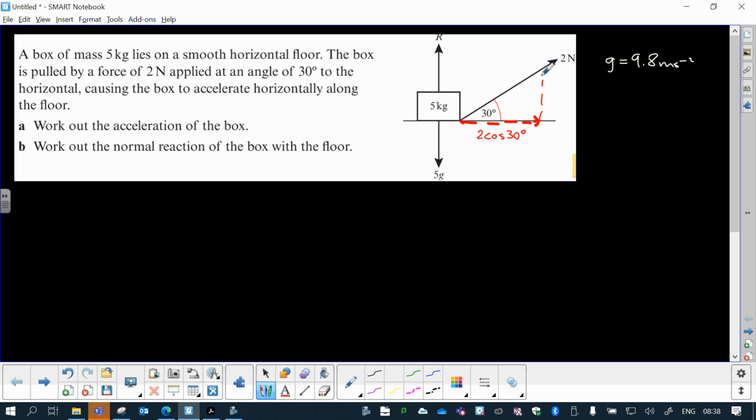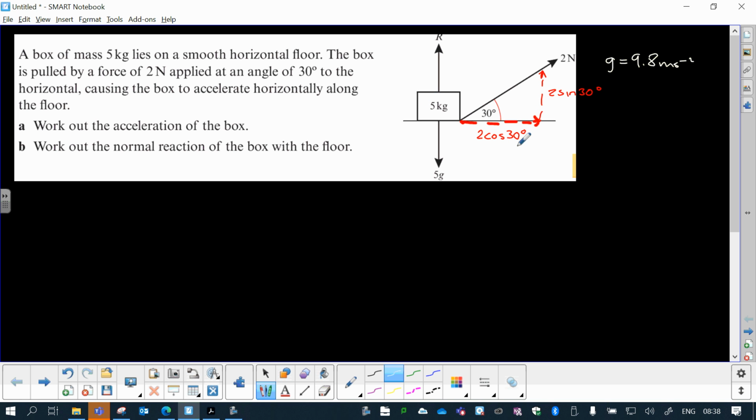What's the vertical component using the same logic? Someone else? To sine 30. Okay, perfect. And again, using SOHCAHTOA, all right? This whole vertical component, sorry, is opposite the angle, so it's the hypotenuse multiplied by sine of the angle, right? Okay, so we've got all of our forces.